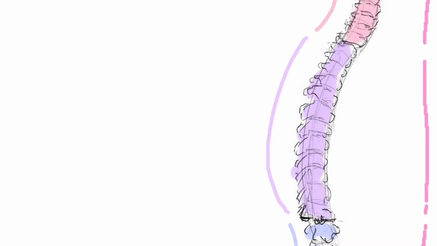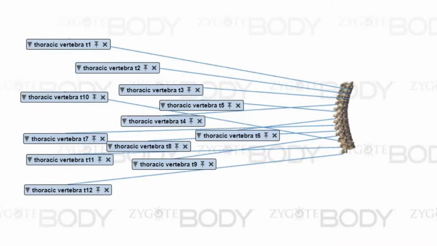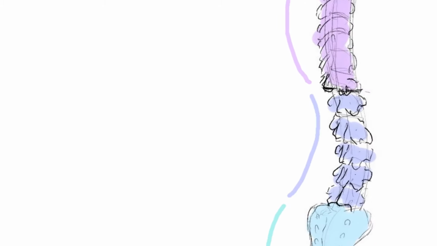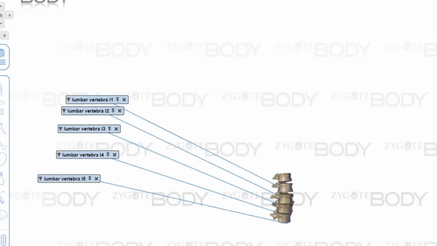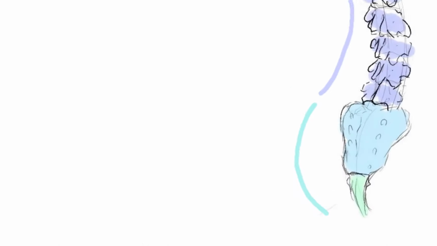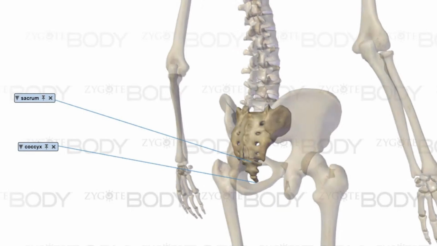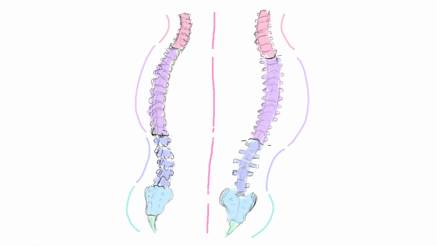The next 12 pieces is the thoracic vertebrae, T1 to T12. This is where your 12 rows of ribs are attached to. And the last 5 pieces is the lumbar vertebrae, L1 to L5. It connects the upper body and the lower body. Then we have the sacral curve, which is made up by the sacrum and the coccyx. And these are also a part of your pelvis. And there you have the spine.